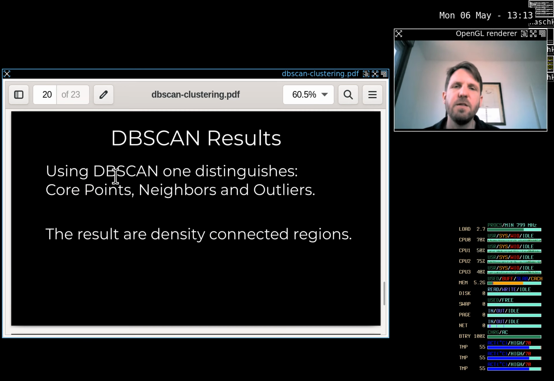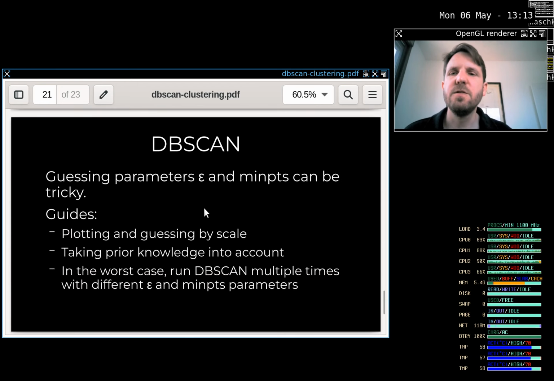DBSCAN results. So using DBSCAN, one distinguishes, of course, these core points, neighbors, and outliers, as you have just seen before. And the results are density connected regions. So clouds, whatever form they have, which have the same density, and along this density, basically, they form one cluster. Yeah, this is what we want to search for. And this is very convenient because, as we have seen, even if our space might not be well defined, if, for instance, we have these interconnected S-forms, it can perfectly distinguish one density connected object from the other. And this is actually what we want if we use this algorithm.